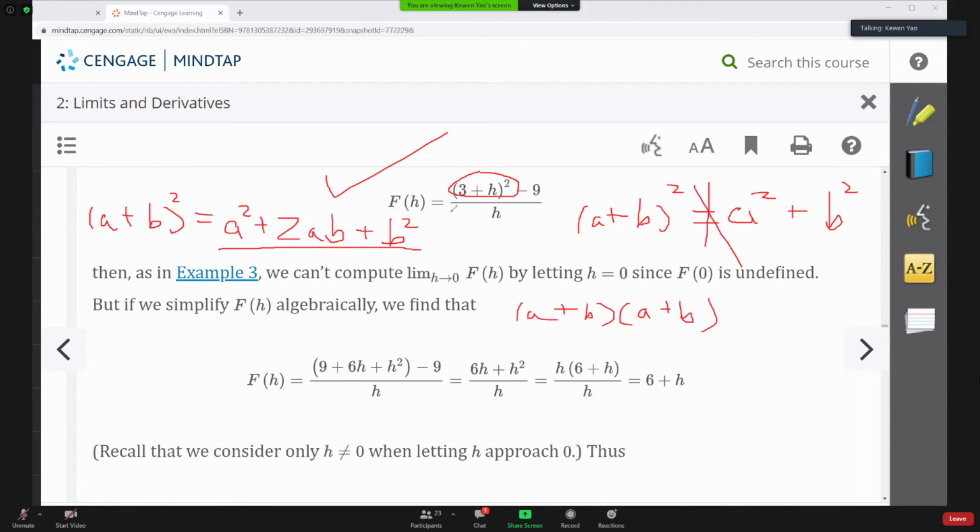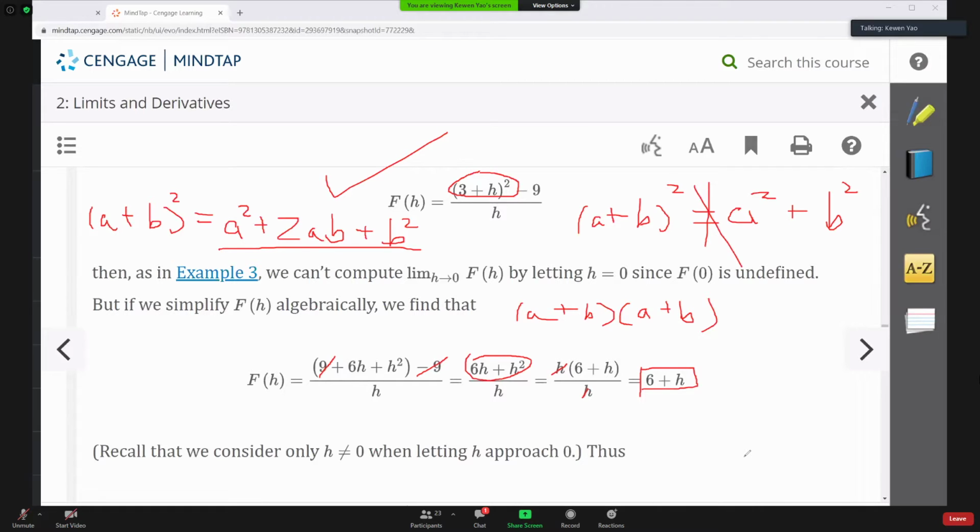See, a squared is 9, right? 2 times 3 times h is 6h. And h squared is h squared. Minus 9 over h. So 9 minus 9 is gone. The numerator becomes 6h plus h squared over h. Now h is the common factor. You put h outside, so inside is 6 plus h. Now you can cancel out h. Now what's left?